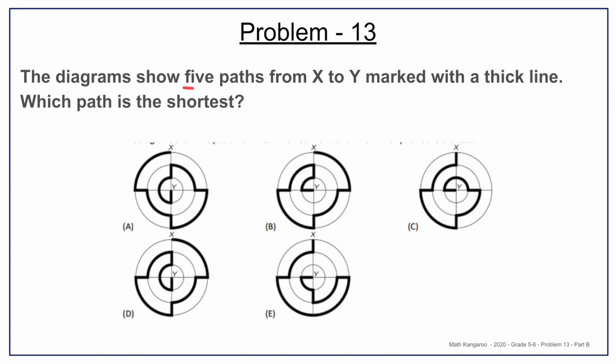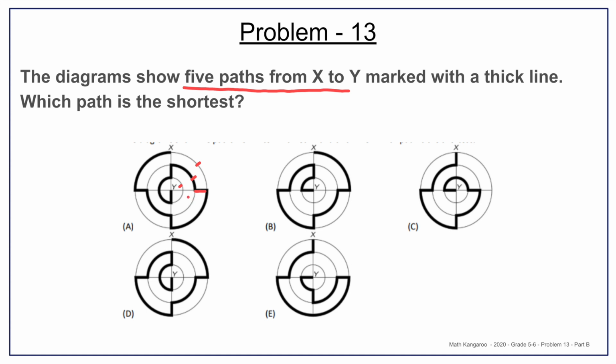Problem 13. The diagram shows 5 paths from X to Y marked with a thick line. Which path is the shortest? So here we have to find the shortest path traveled on this thick line. We have 3 circles, a large, medium and small. There are also paths or bridges between these circles that people walk across.